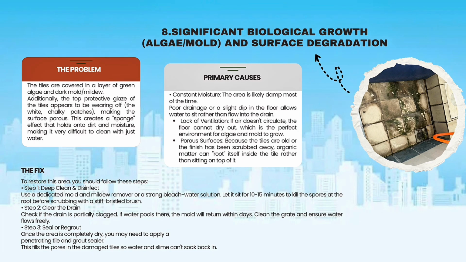8. Significant biological growth, algae, mold and surface degradation. The problem is the tiles are covered in a layer of green algae and dark mold. Additionally, the top protective glaze of the tile appears to be wearing off, with white chalky patches making the surface porous. This creates a sponge effect that holds onto dirt and moisture, making it very difficult to clean with just water. The primary cause is constant moisture and lack of ventilation. If air doesn't circulate, the floor cannot dry out, and the surface becomes porous because the tiles are old or the finish has been scrubbed away.